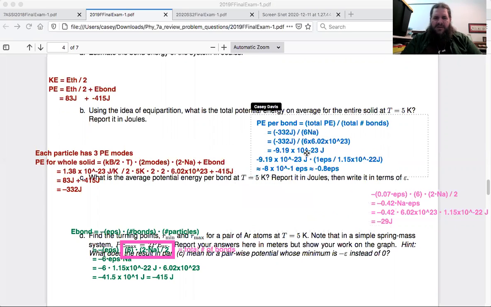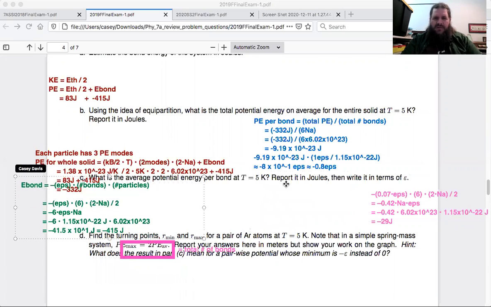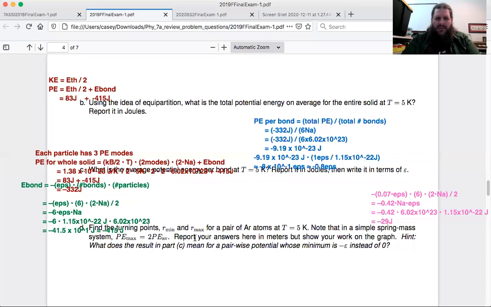All right, so let's see if we can turn that into information on a graph now that we know the potential energy, negative 0.8 epsilon. And that's the average potential energy. But it says here that in a simple spring mass system, the maximum potential energy is twice that much. Well, really, we should treat that as twice as high above the lowest point. Because if we go back to the original graph, and keep in mind here, we're talking about finding R min and R max.